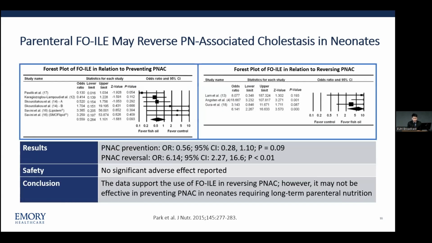The forest plot for the PNAC prevention study on the left showed no significant result as the confidence interval included 1. This was anticipated as FOILE was not expected to cause PNAC. In addition, the result of PNAC reversal shown in the right charts was significant, highlighting the efficacy of FOILE in reversing PNAC in infants requiring long-term PN. There were no significant adverse effects reported. The outcome supported the use of FOILE monotherapy in reversing PNAC for neonates requiring long-term PN.